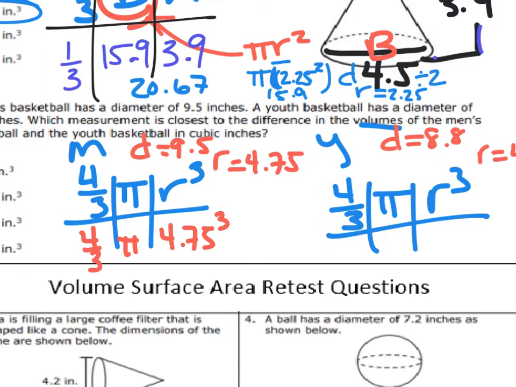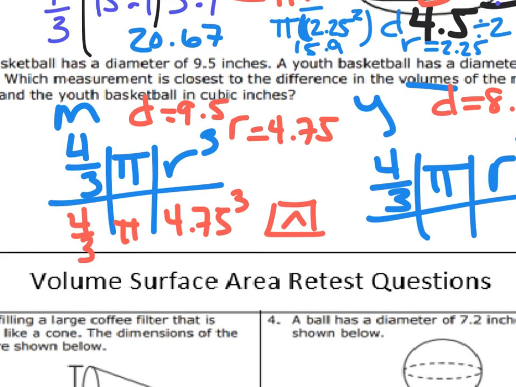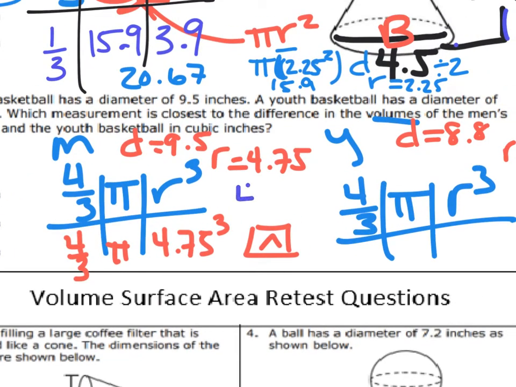So 4/3 times my pi button times 4.75. Now, in order to get cubed next to my x squared button, I have this caret button that allows me to plug in any exponent I want. In this case, I want an exponent of 3, and then I click enter, and I end up with 448.92. So this is for the men's.